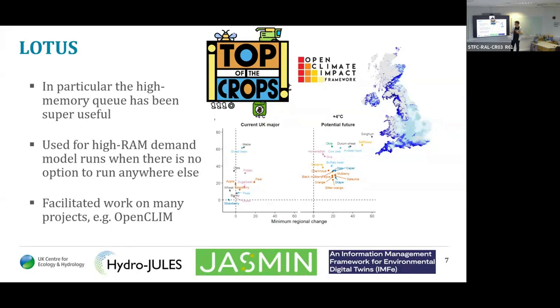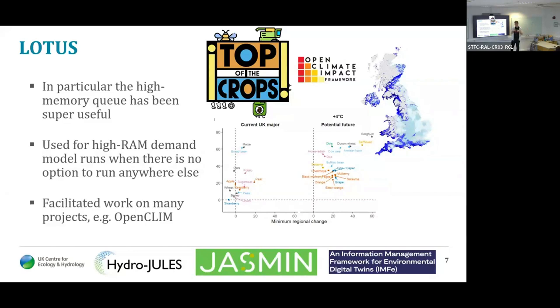So the one particular project that this has been crucial for is, the official name was OpenClim, but I was working on the agricultural side of this time. This project was looking at trying to come up with an integrated assessment of how climate change will impact all sorts of areas of the UK, from biodiversity to housing to land use changes to water resources and demand and agriculture and all sorts of things.